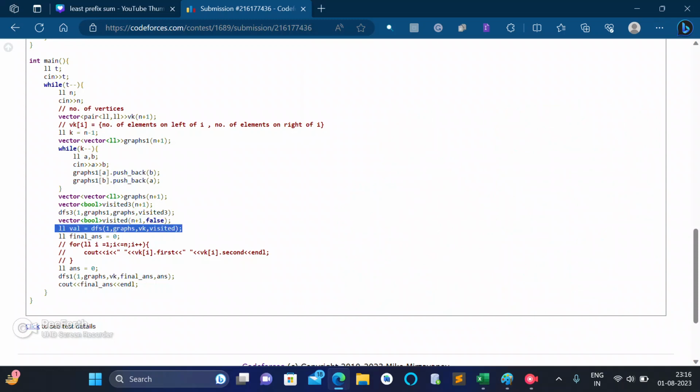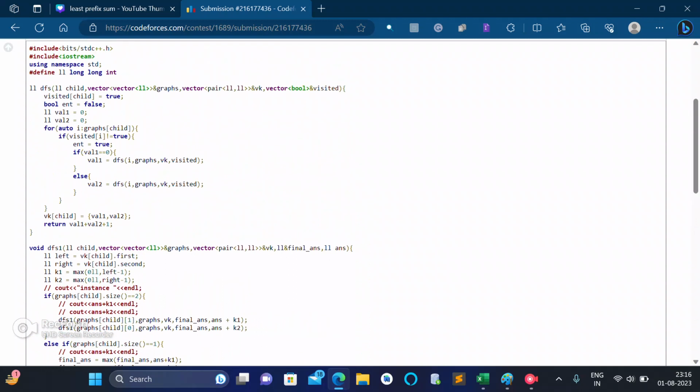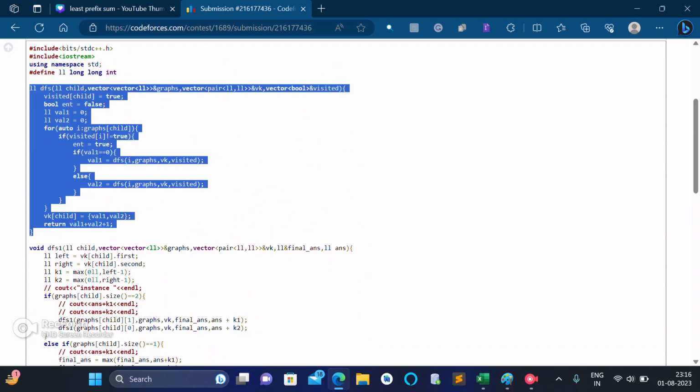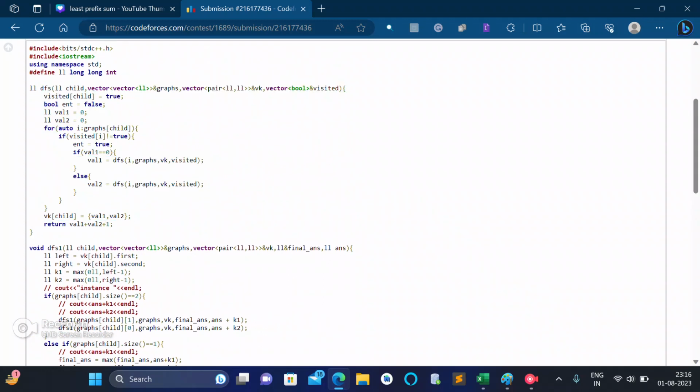Then we made another visited array, and we made a DFS call again. Now the previous DFS call is DFS 3. This is a normal DFS call, and you can see I had passed VK here. That VK is actually this DFS call, in which you can easily see I had done VK of child is equal to val1 comma val2.